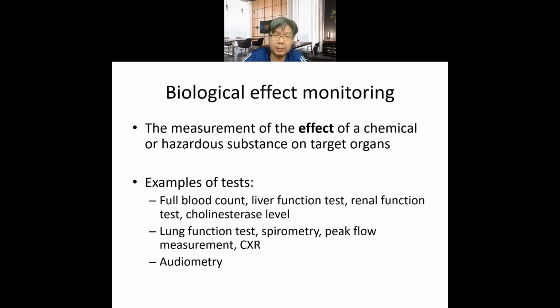Okay. So again, if I come back to chromium, say a guy works in an industry that requires production of stainless steel that uses chromium as one of the materials, and stainless steel production a lot of the time requires burning and high temperature processes, so they might inhale these chromium particles. And we know that chromium might affect the lungs, so the function of the lung. So what we do as a biological effect monitoring is a lung function test. We can carry out spirometry and so on.